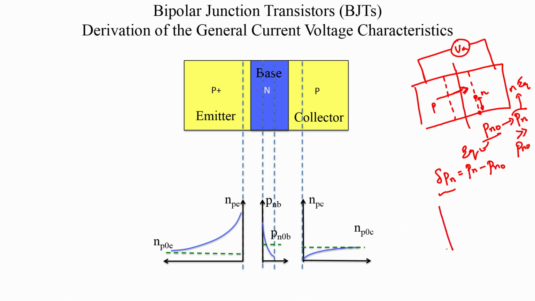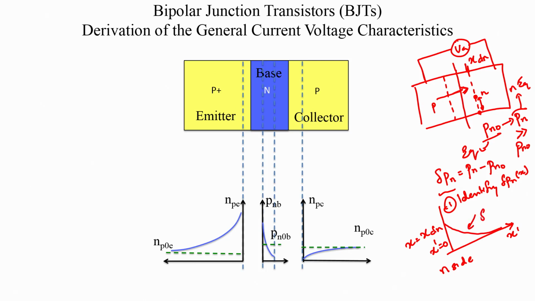And we said that we will first identify delta Pn as a function of x. So, we said that okay, on the N side we are going to have this coordinate system x dash, which had a starting point at x dash equal to 0, which corresponded to x equal to xdn. And we solved the continuity equation, and we first found that this delta Pn varied exponentially with distance, okay. It was proportional to e to the power minus x dash by Lp, okay.